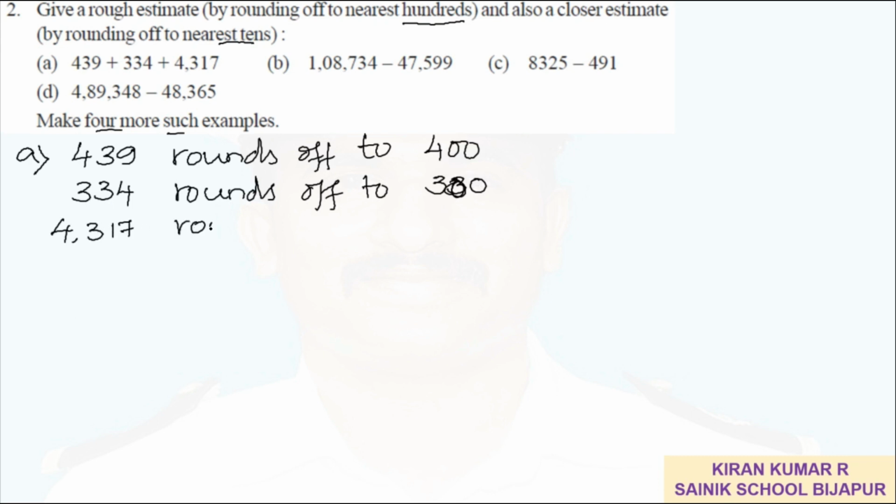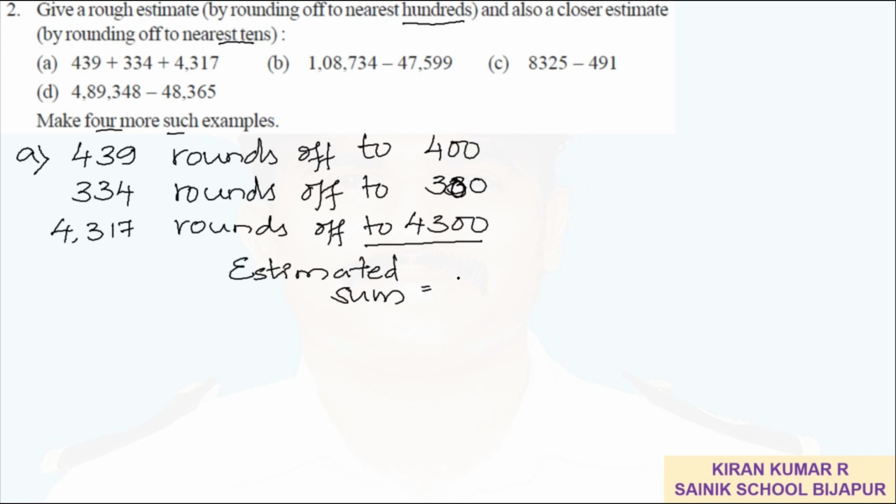4,317 rounds off to 4,300. So in this case, the estimated sum is the sum of these numbers: 400 plus 300 is 700, plus 4,300 is 5,000. You must have observed what I did. I have considered the nearest hundreds. So the tens place is observed and the rounding off is done.